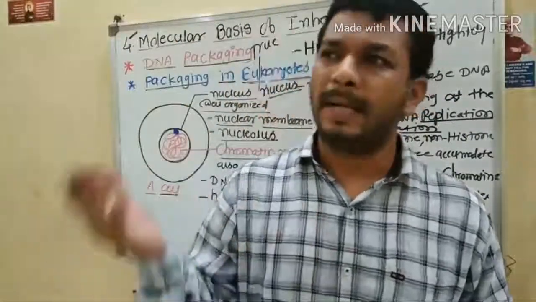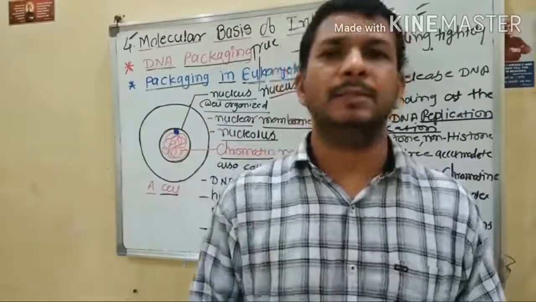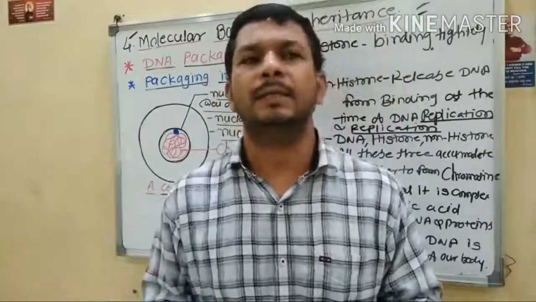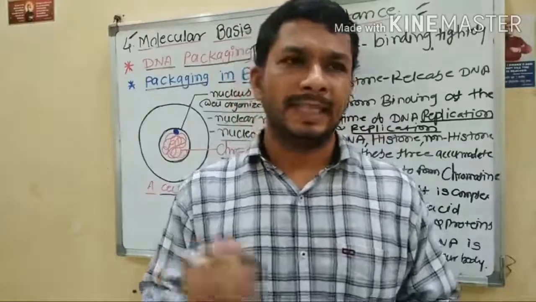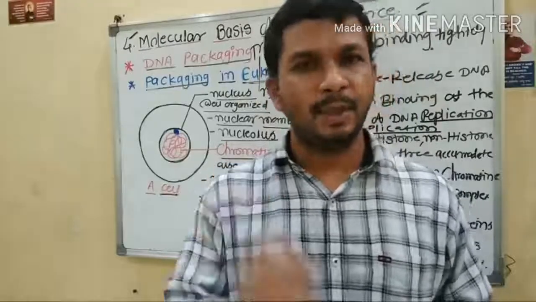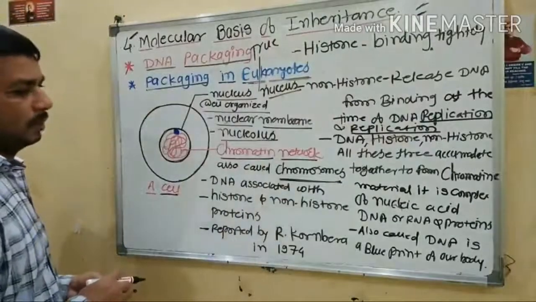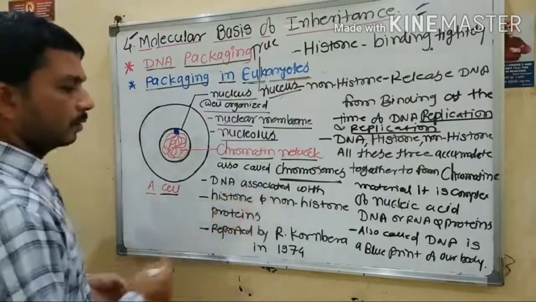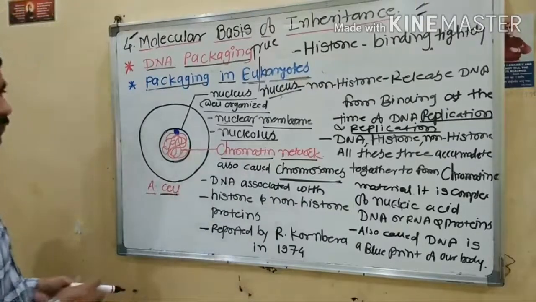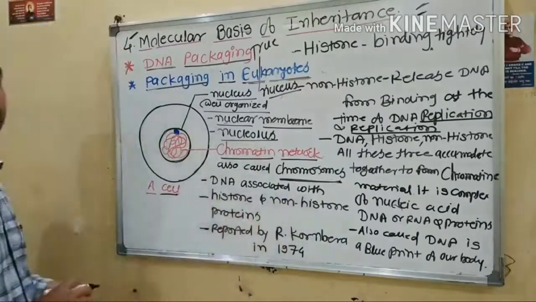Chromosomes are condensed when they participate in all cell division activity, that is meiosis and mitosis. You also studied this in the previous lecture, the cell division chapter. In that chapter you discussed meiosis and mitosis, and inside meiosis and mitosis we find a condensation of chromosome for the purpose of cell division. Then the DNA is associated with histone and non-histone.